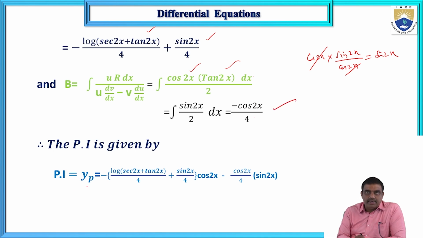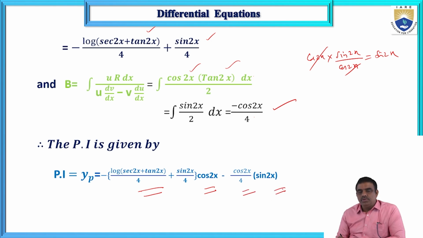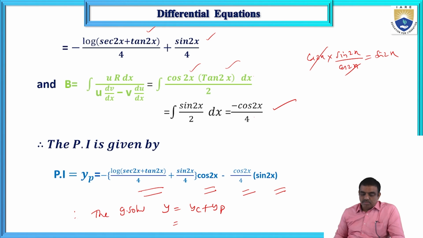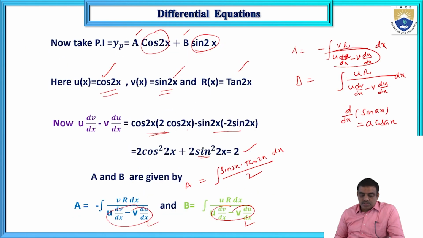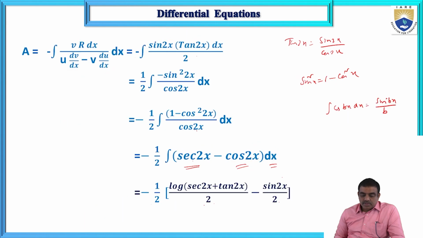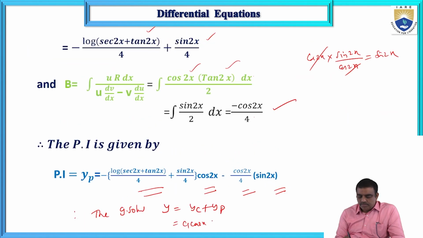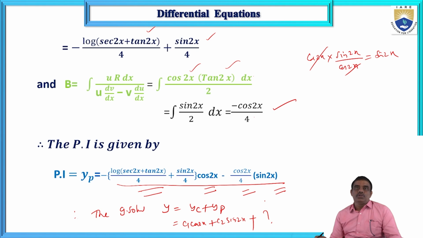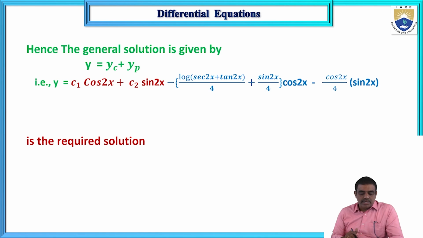Therefore, the particular integral is given by yp is equal to minus of this a value into u of x plus b value, minus cos 2x by 4, into v of x, that is a into u of x plus b into v of x. Therefore, the general solution y is equal to yc plus yp. Write both values: c1 cos 2x plus c2 sin 2x, plus the entire term. That will be the final solution of the given problem. So, on adding all these, it is the required solution.